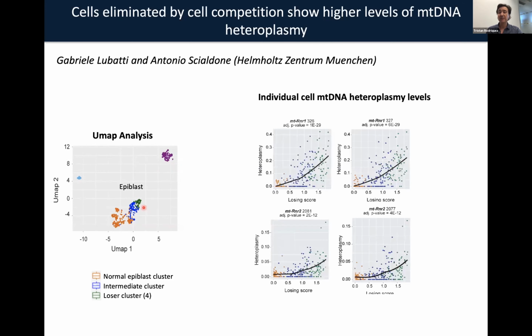When they did this, what they found is that they were enriched in sequence changes affecting the mitochondrial ribosomal RNAs, mtRNA1 and mtRNA2. So what this indicated is that those cells eliminated in the embryo have an accumulation of mitochondrial DNA mutations, suggesting that cell competition is selecting against these mutations.